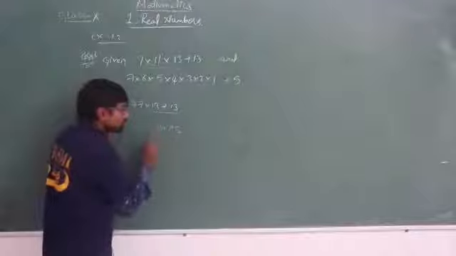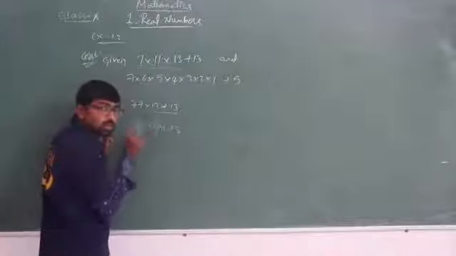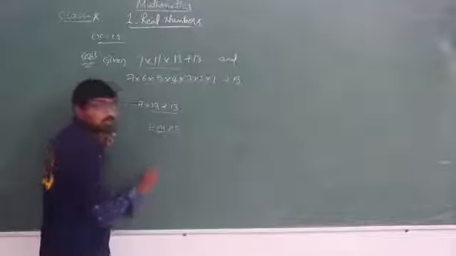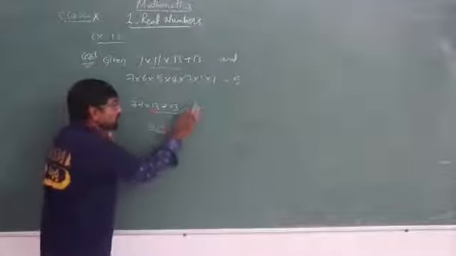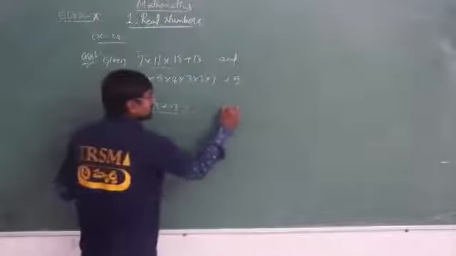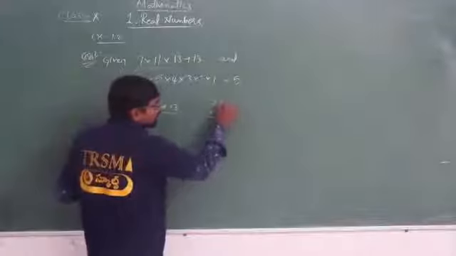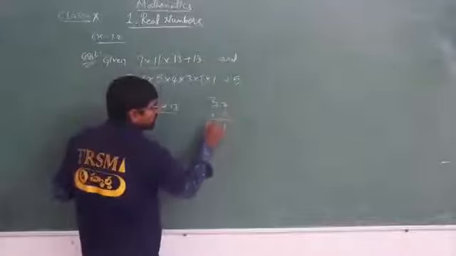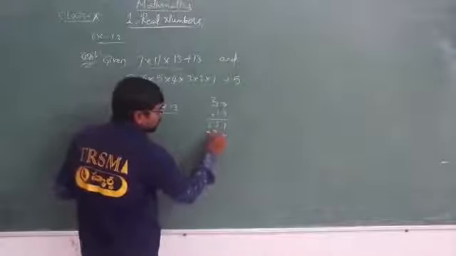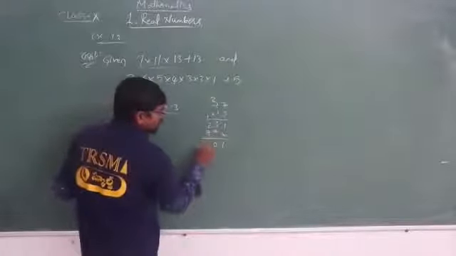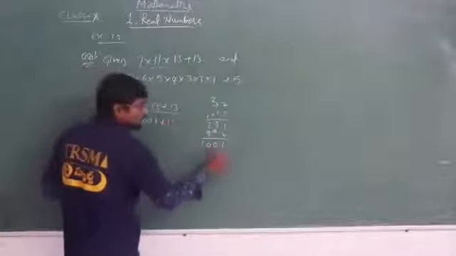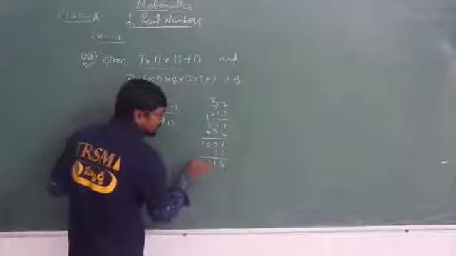BODMAS: division, after that multiplication, after that addition, and after that subtraction. So first we have to remove the multiplication symbols. Then 77 into 13. If you multiply, 7 3s are 21, 2 carry, and 1 7s are 7, 7 plus 2 is 9... again I get 1001. Plus 13, if I add 13 here, I will be getting 1014.